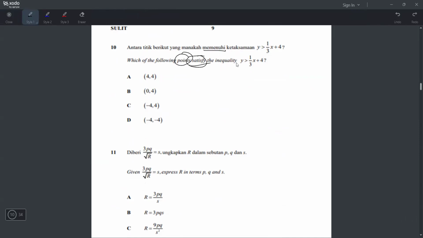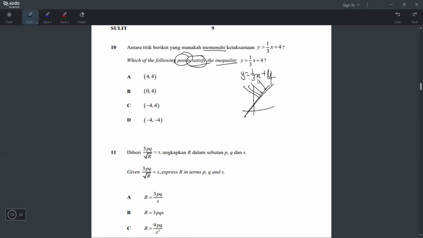Okay, because this is an inequality. Inequality means there is a shaded region, right? If you convert this to a line, it will be y equals 1 over 3x plus 4. And if you draw the line, maybe it looks like this. And then the bigger means the shaded region is above the line. And they're asking which of these points satisfies, meaning which of these points is inside the shaded region. They're asking which point is in the shaded region, right?